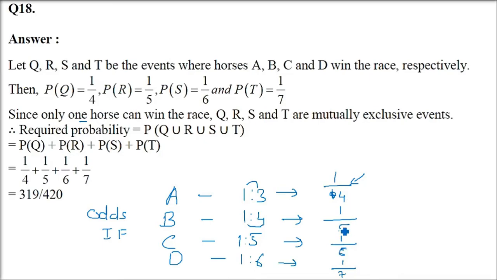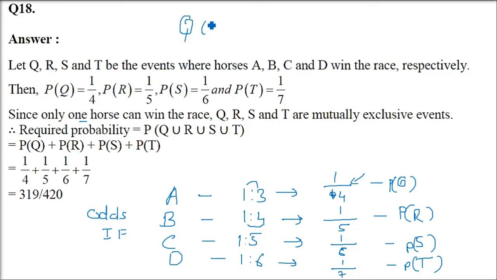Let us call it P, and this is the probability of Q, because this A, B, C, D was odds in favor, and we have found out the probability out of it. So P, Q, P, R, P, S, P, T, these are the probabilities. Now what we have to do? These are mutually exclusive events because only one is going to win, others won't.